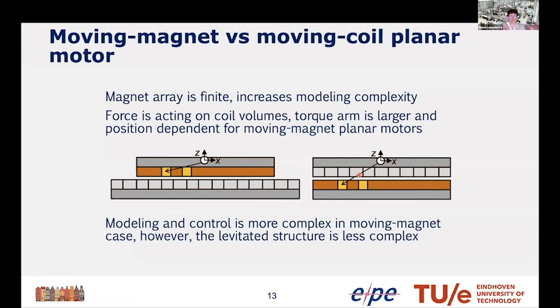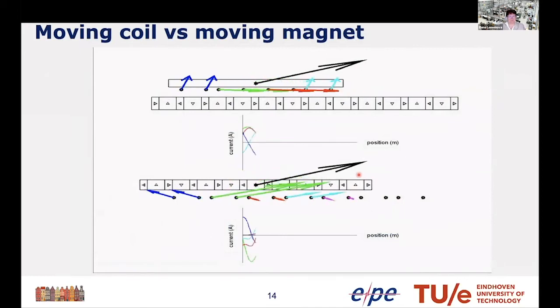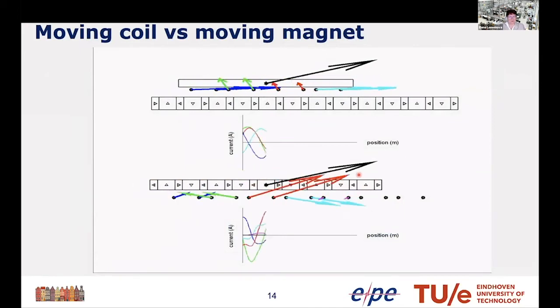However, the moving coil concept is subject to adding additional mass because of heavy cables for delivering the power and the liquid for cooling. Let's take a look now and compare the performance of these two actuators.